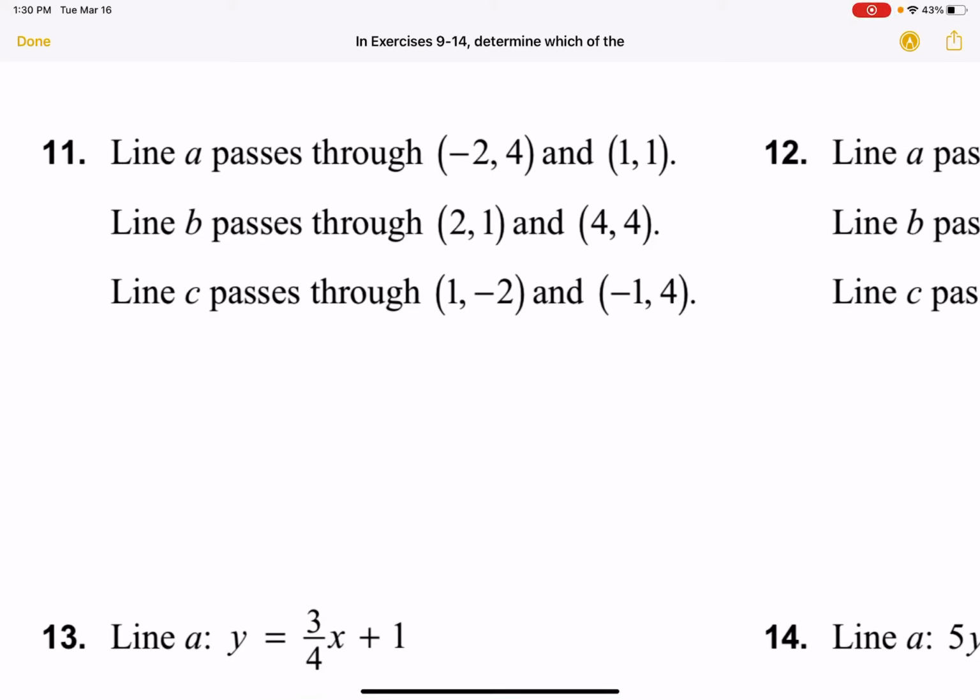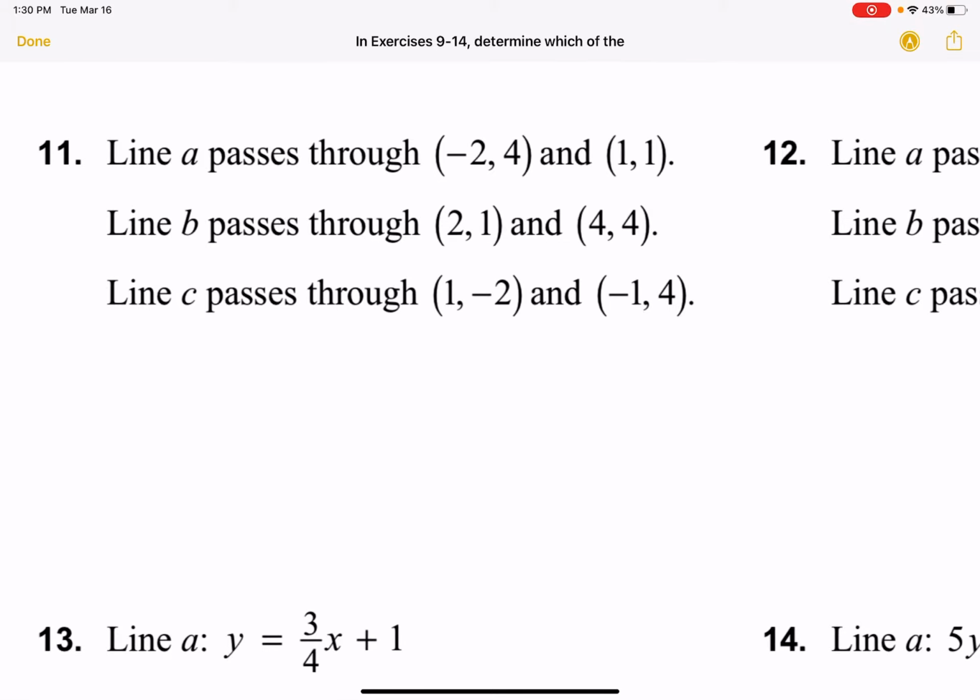Okay, class, this is the second video on how to determine if two lines are parallel or perpendicular. So if you look at line A, B, and C, they give us some coordinates. We can find the slope by finding the difference.